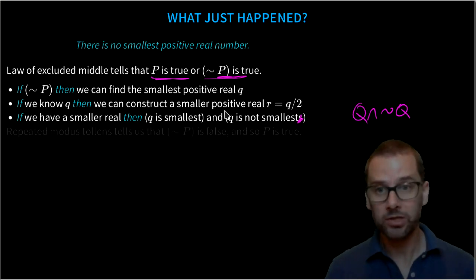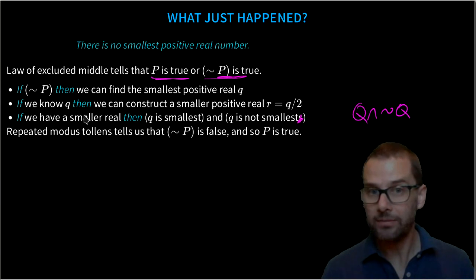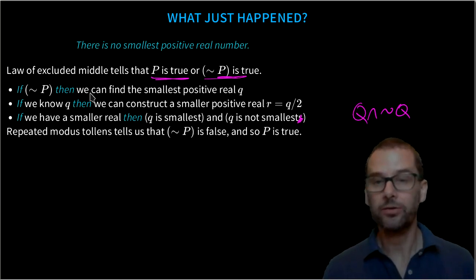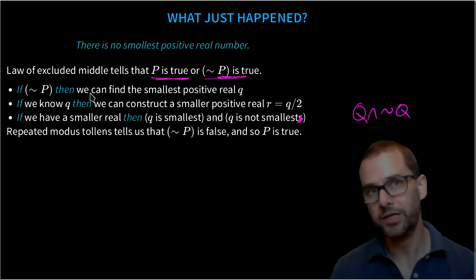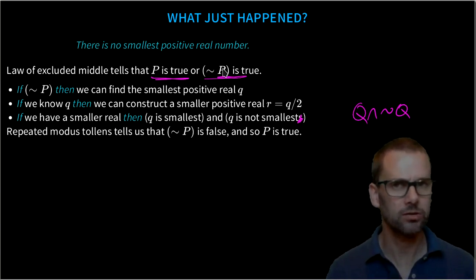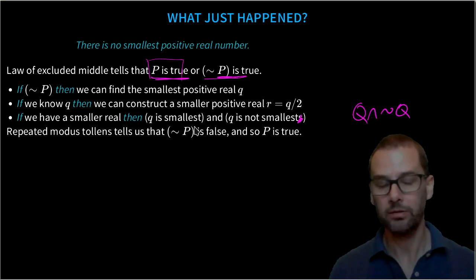And then we're applying modus tollens to tell us that this is false, so that must be false. That's false, so that must be false. That's false, so that must be false. All the way back up that chain of implications to tell us that not P isn't actually true. So by the law of the excluded middle, our original statement is true. Okay. Let's stop there.